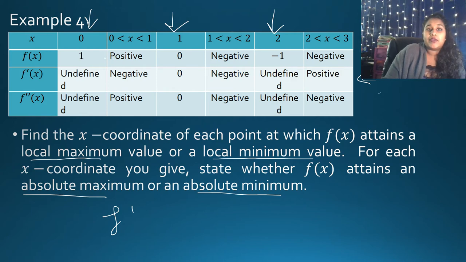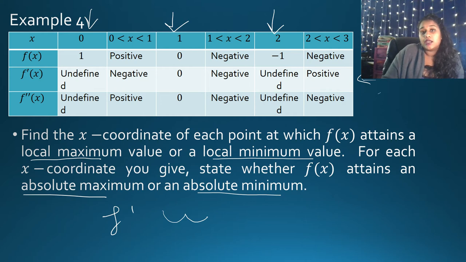And I look whether it's going from below to above or above to below. So in this interval, my derivative is negative. So that means we're below the x-axis. Then we hit a zero. Then we go to negative again. So we're still below the x-axis. So negative to negative, there's no min identified there.